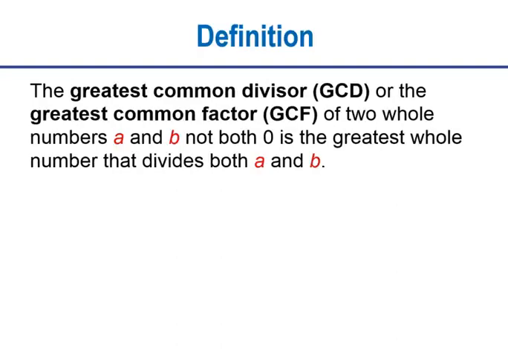And that brings us to a definition. The greatest common divisor, abbreviated as GCD, or the greatest common factor, both of those represent the same mathematical idea, of two whole numbers A and B, not both 0, is the greatest whole number that divides both A and B.